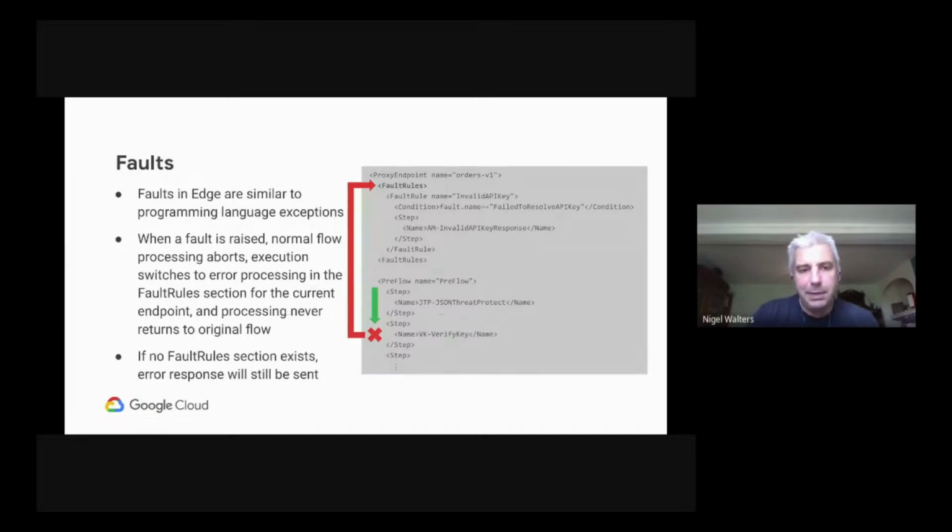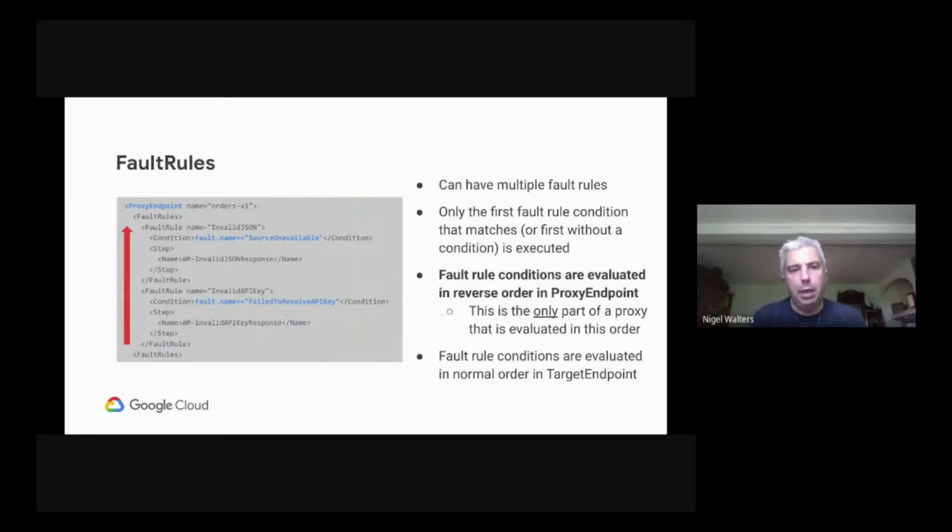If you haven't specified fault rules, then we are going to send error responses back anyway, but those are going to be the default error responses, and you probably don't want to be sending back the default Apigee error responses to your clients under normal circumstances. Fault rules are defined hierarchically. Only the first matching fault rule or condition that matches is chosen.